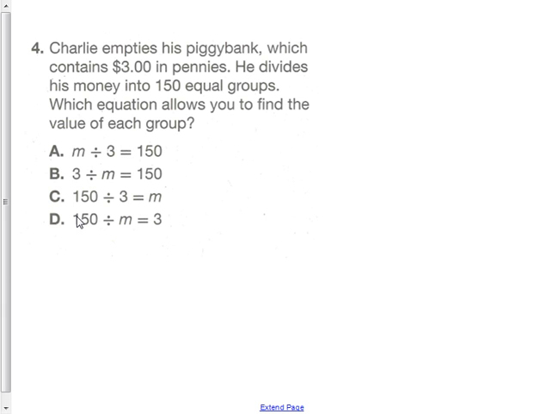Charlie empties his piggy bank, which contains $3 in pennies. He divides his money into 150 equal groups. So which equation allows you to find the value of each group? So if I am dividing into 150, I'm going to take my $3 in pennies, I'm going to divide into 150 equal groups.